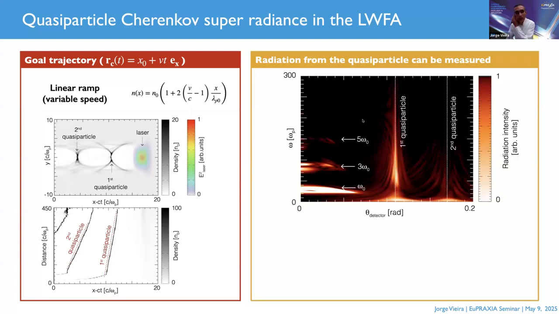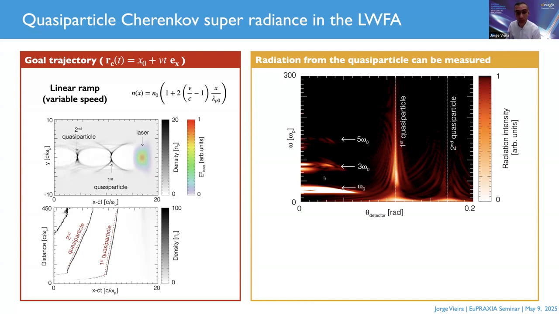And here is the radiation spectrum. So we see this quasi-particle Cherenkov radiation here at the Cherenkov angles for the first and for the second electron density spikes, which evidences that this effect can also take place in the laser wave field accelerator.